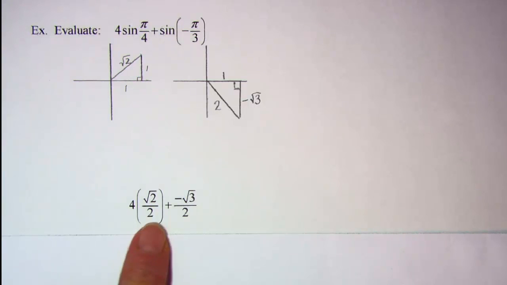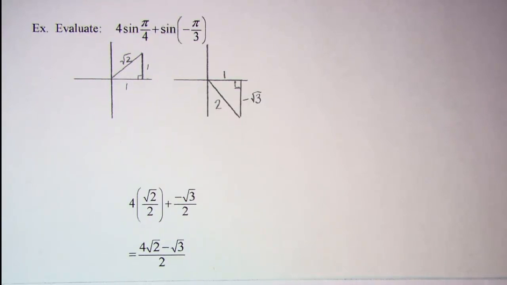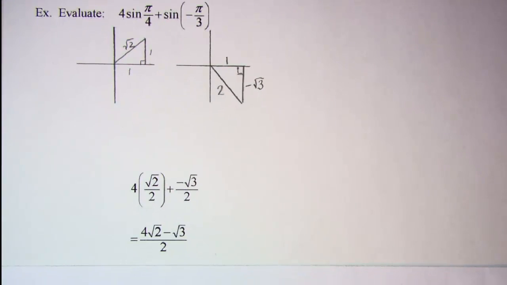Both of these terms have 2 in the denominator, so I have a common denominator. So I can just add. And my answer for that expression is 4 root 2 minus root 3 all over 2. Now remember, you cannot combine these two terms because they're not like terms.